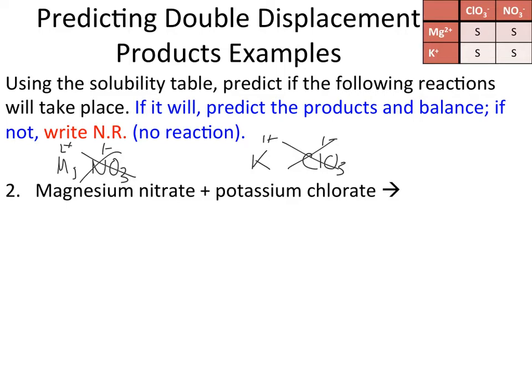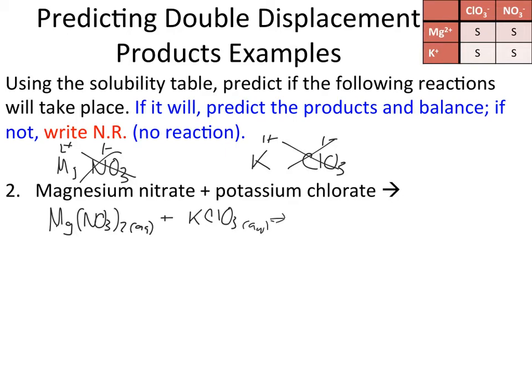So let's just rewrite these formulas over here. We have Mg(NO3)2 plus KClO3. Now we have to figure out what the states are. So again, we have our little solubility table here. My Mg and my NO3, it's S, soluble, so that means it's going to be aqueous. And my KClO3, this is soluble, so that means it is also going to be aqueous.